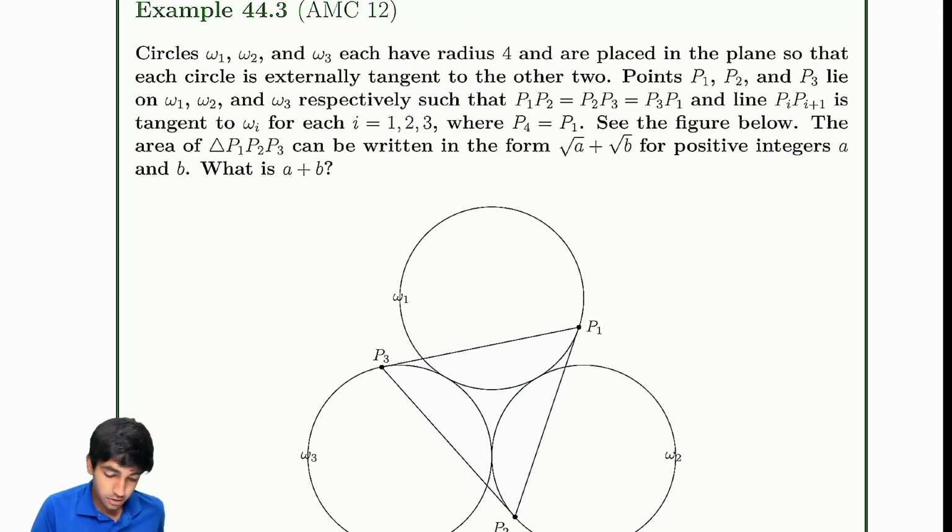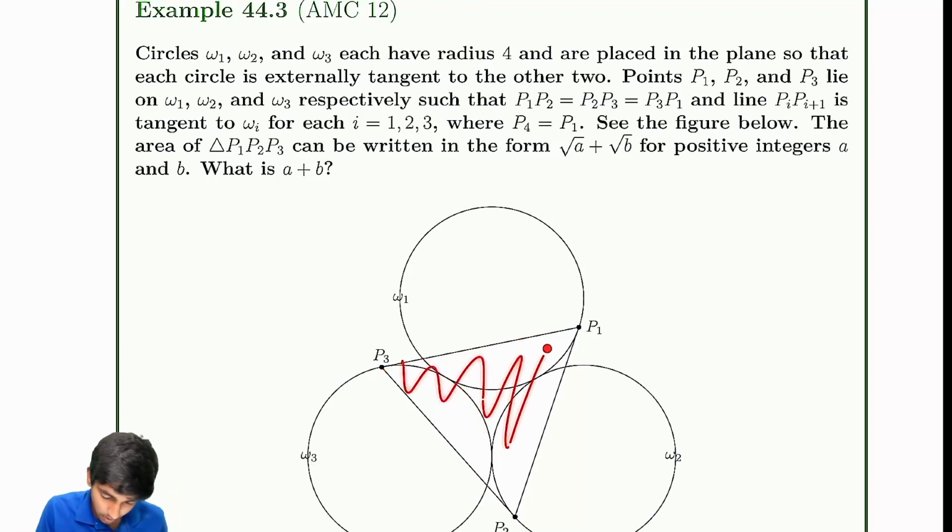Circles W1, 2, and 3 all have radius 4 and are placed in the plane so that they're each externally tangent to the other two. Okay, we've got points lying on the circles. They have an equilateral triangle here, this gray shaded one. P(i+1) is tangent to Wi. This is tangent to the circle here, this is tangent to the circle here, and so on. We're asked to find the area of this triangle.